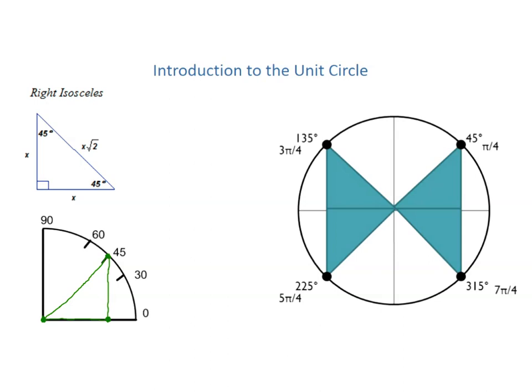And I know that since this is the unit circle, that means that my radius is 1. So that means that this hypotenuse has a measure of 1. So the question is, I know that if I have the leg, I have to multiply by root 2 to get the hypotenuse. But what if I'm given this length? What do I do to this to get backwards, to get back to what this length is?